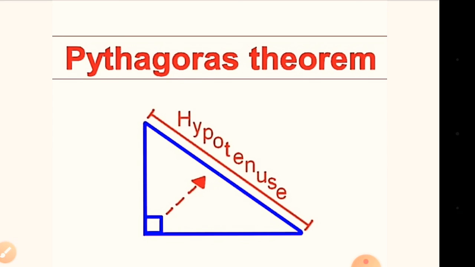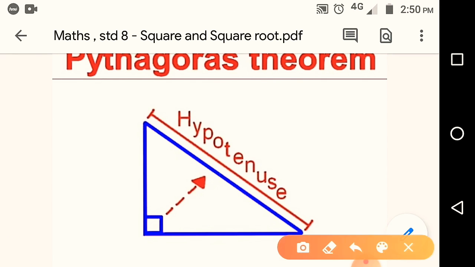Now here we are going to deal with Pythagoras theorem. What is Pythagoras theorem? Pythagoras theorem means, in any right angle triangle, suppose this is a right angle triangle. Why right angle? Because 90 degrees is given here. In any right angle triangle, this side is the longest side out of these three. The longest side is called hypotenuse.